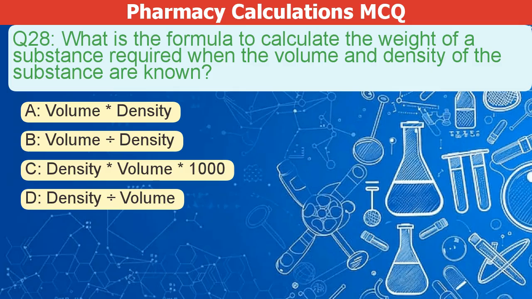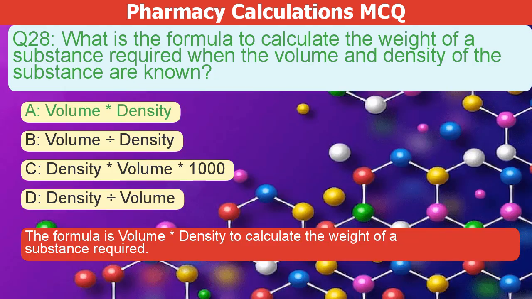What is the formula to calculate the weight of a substance, given its volume and density? A. Volume times density. B. Volume divided by density. C. Density times volume times 1000. D. Density divided by volume.